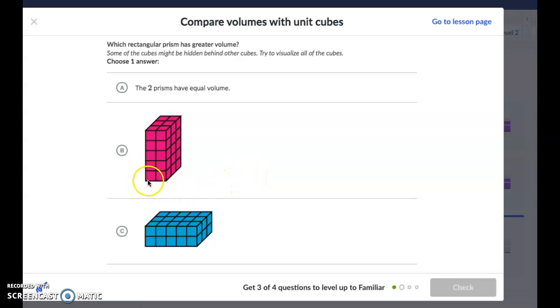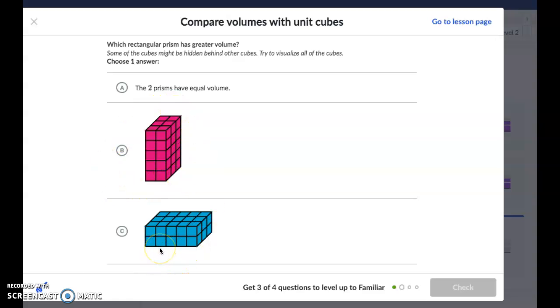So length is 2 times the width, which is 3. So 2 times 3 is 6. And then times that by the height. 1, 2, 3, 4, 5. So 6 times 5 is 30. So our volume for this one is 30.